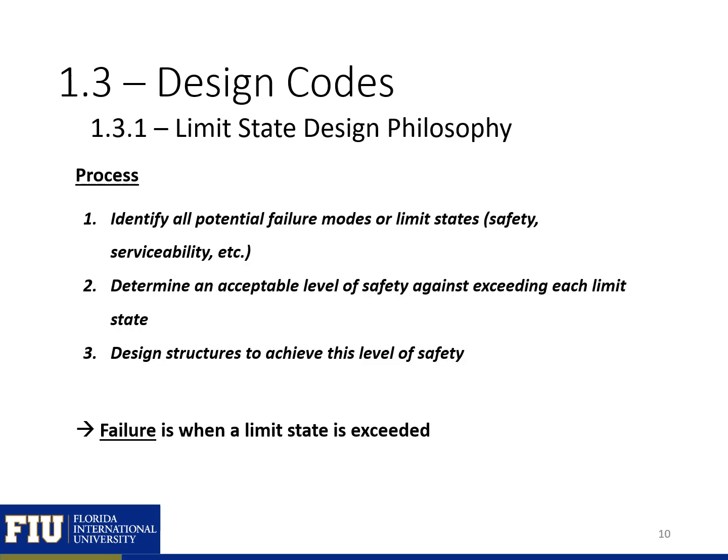This is the process that we'll need to follow when conducting a limit state design. And this process is taken into account in many of the building codes or specifications. So first, we need to identify all possible failure modes or limit states, primarily safety and serviceability. After identifying these possible failure modes or limit states, we need to determine and assign an acceptable level of safety against exceeding each of these limit states. And then finally, we can design our structure to achieve this level of safety for each of the limit states. And failure of our structure is when any of the limit states are exceeded.